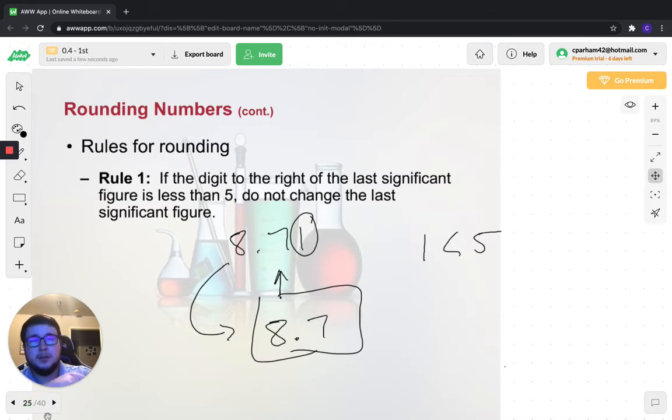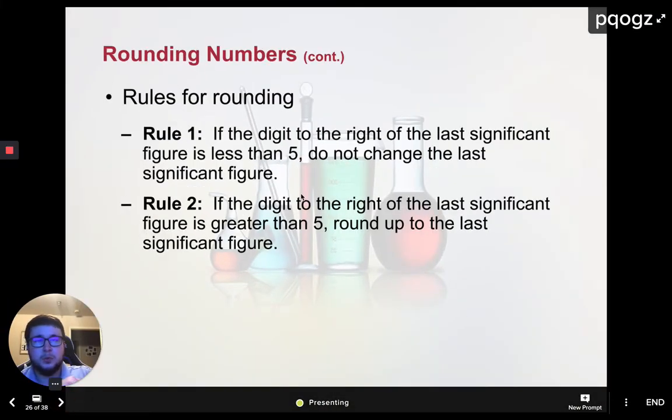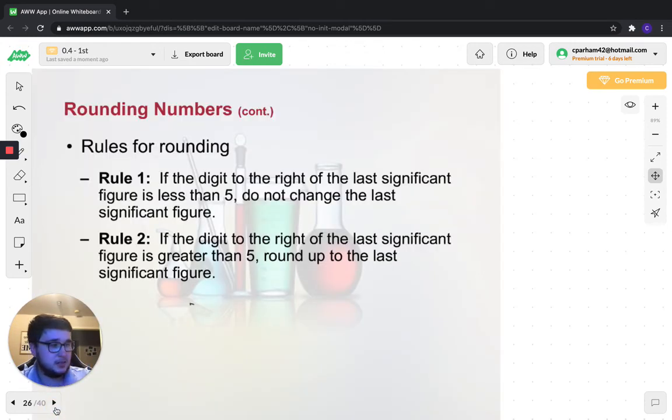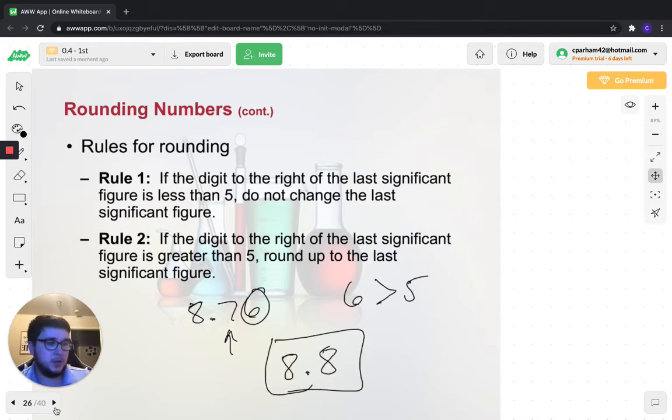Okay, so that's saying don't change the last significant figure if the number that comes after it is less than 5. Alright, rule number 2, if the digit to the right is greater than 5, then round up the last significant figure. So looking back at our example, if that number was 8.76 and this was my last significant figure, then looking at the 6, it is greater than 5. So now I would round that up to 8.8, because the number that comes after my last significant figure is greater than 5. So you round up.